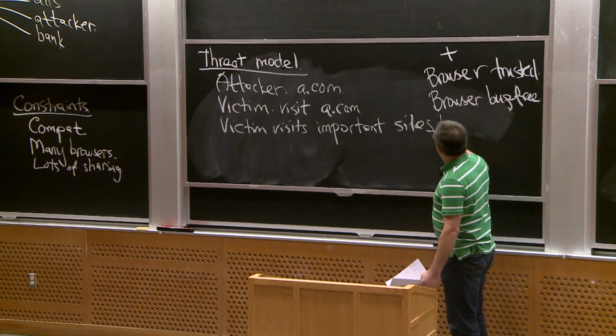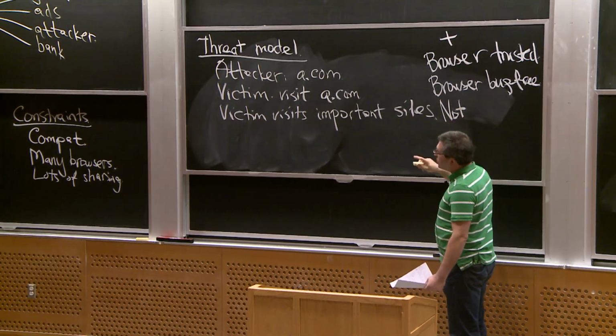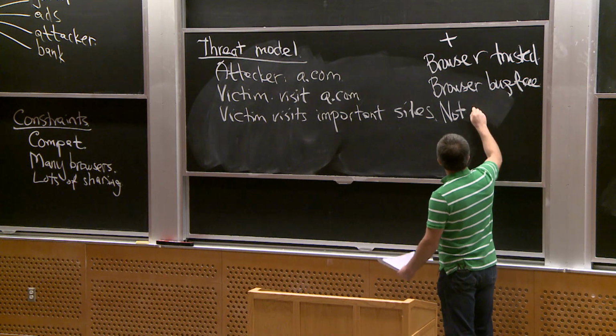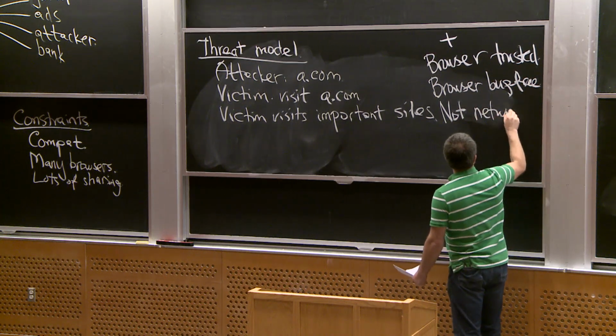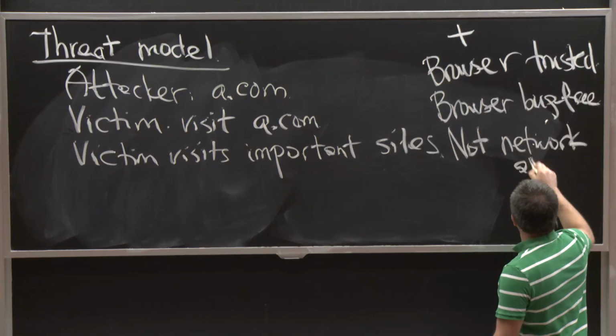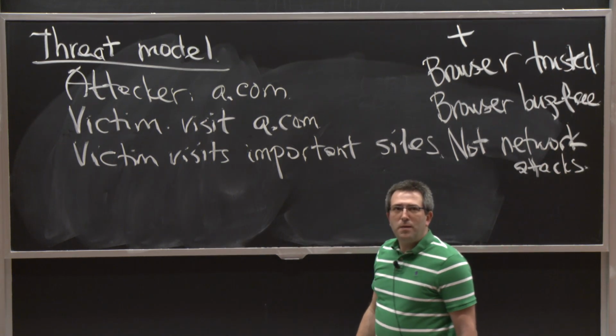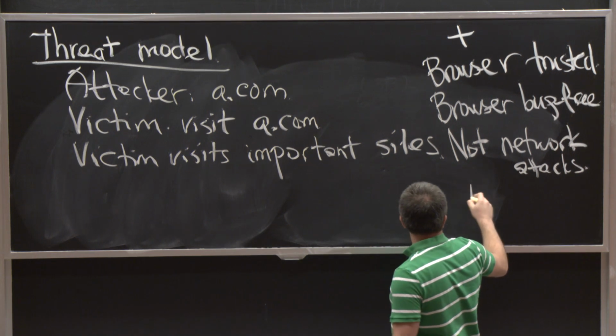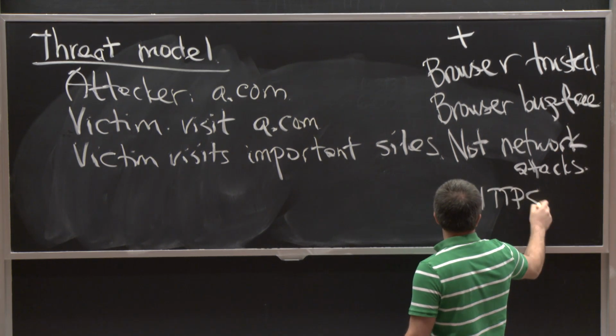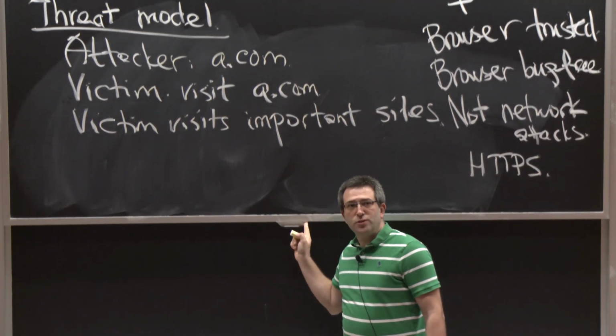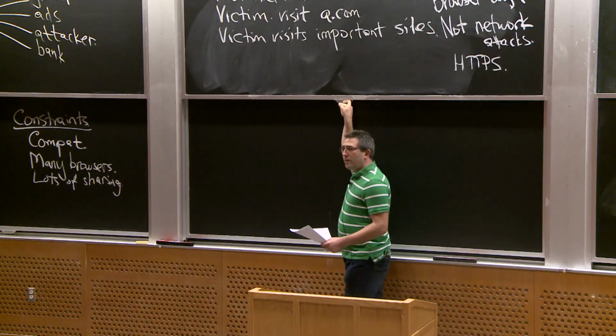And the thing we're not going to worry about for this lecture, but we'll talk about later on, is network attacks. There are network attacks, and the readings talk about them. But we'll talk much more about roughly HTTPS and things like that in future lectures. Make sense?